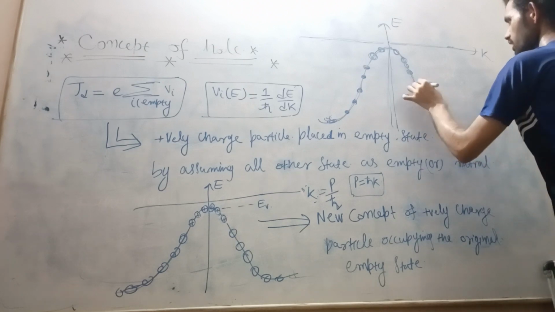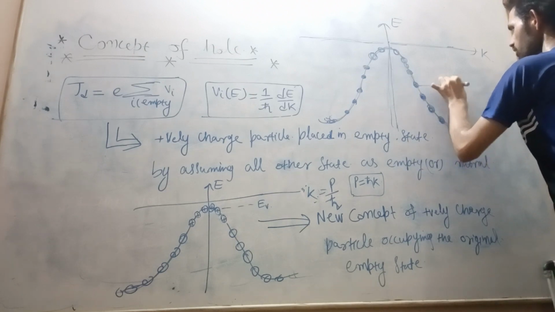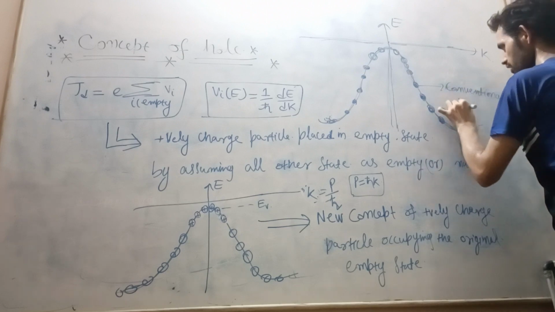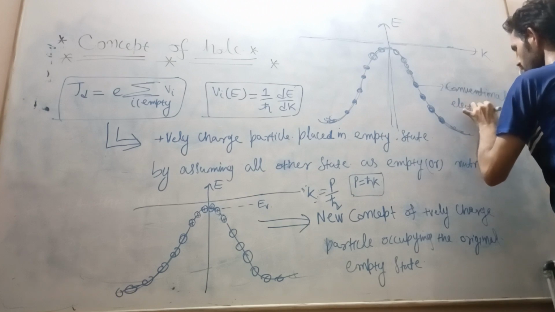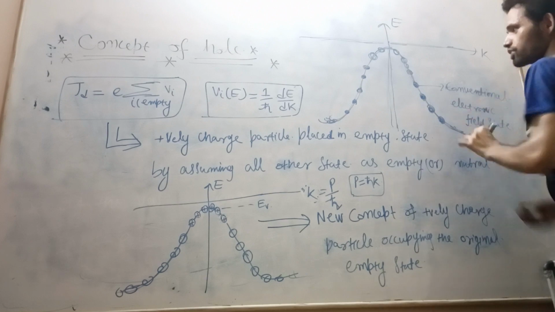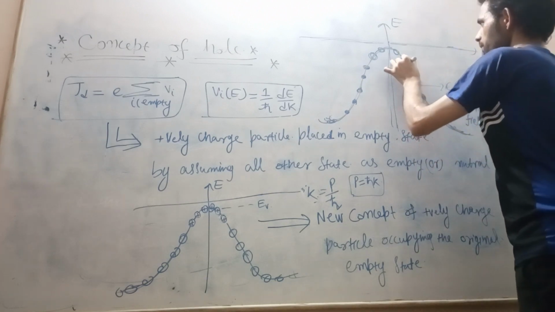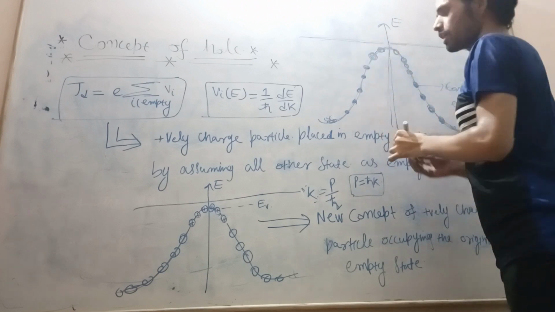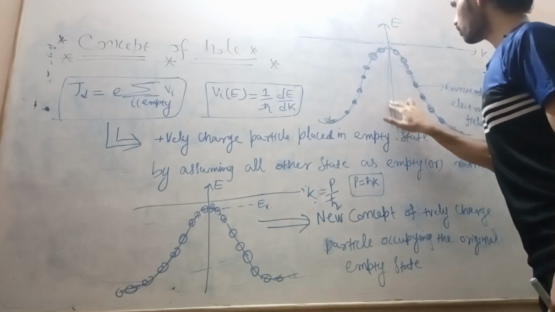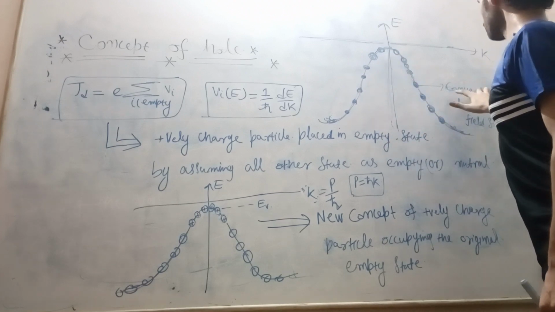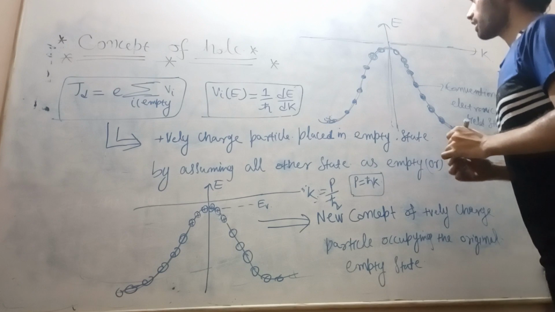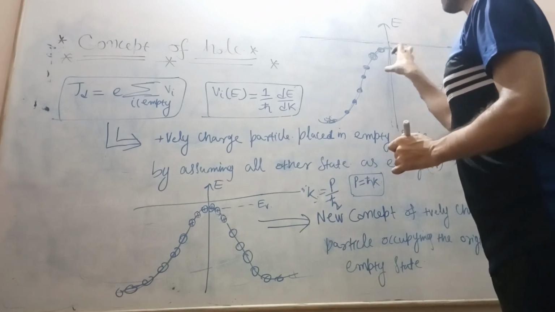So these are conventional electronic filled states, and these are empty states near the top of the valence band. So this is the valence band, which is almost filled with conventional electronic filled states, and near the top of the valence band there are empty states.